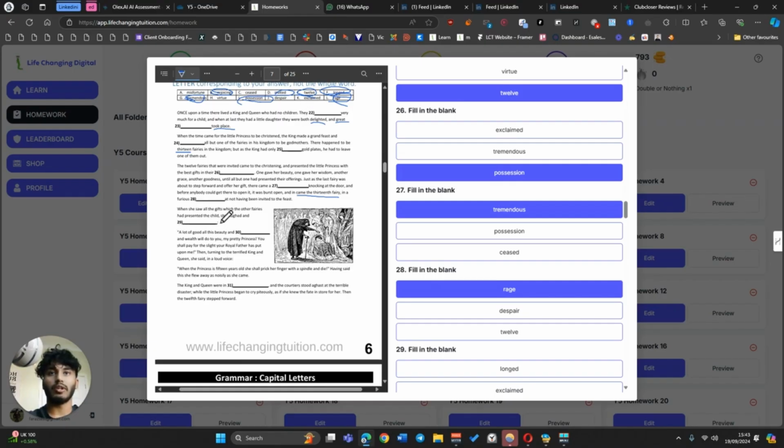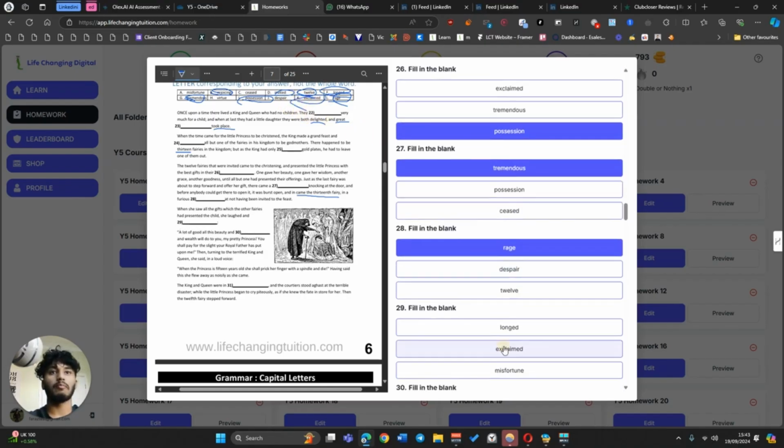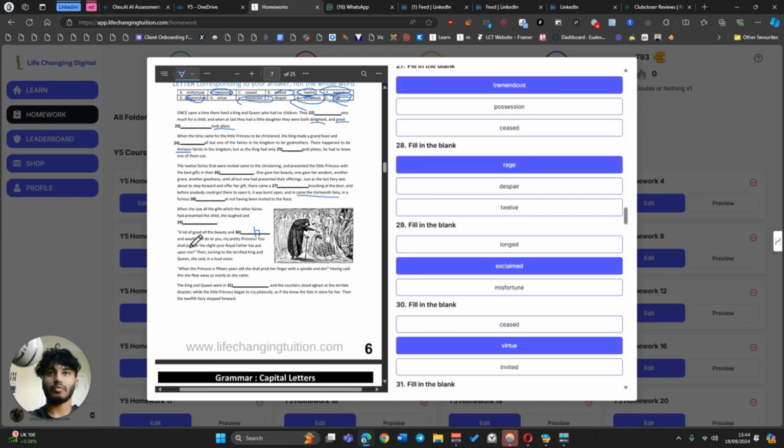So it looks like there's a colon here, and there's another speech mark, so exclaimed seems to be the best one there, because she's about to say something. All this beauty and, say, virtue, the only one that would work there. And wealth, my pretty princess, you shall pay for the slight your royal father has put upon me.